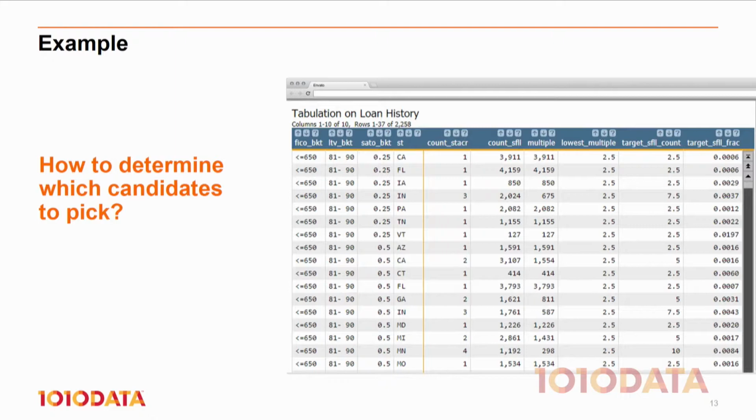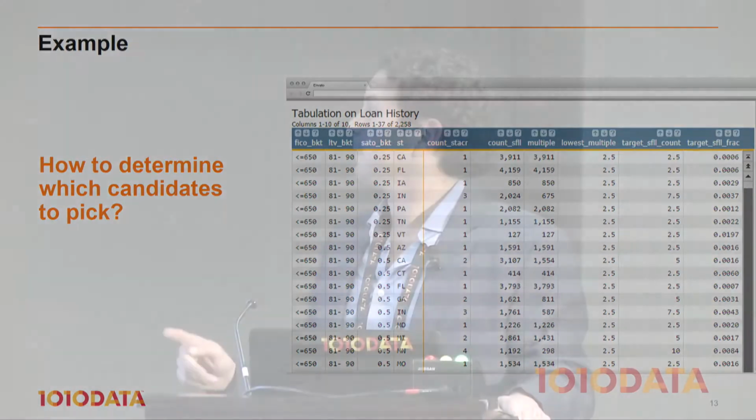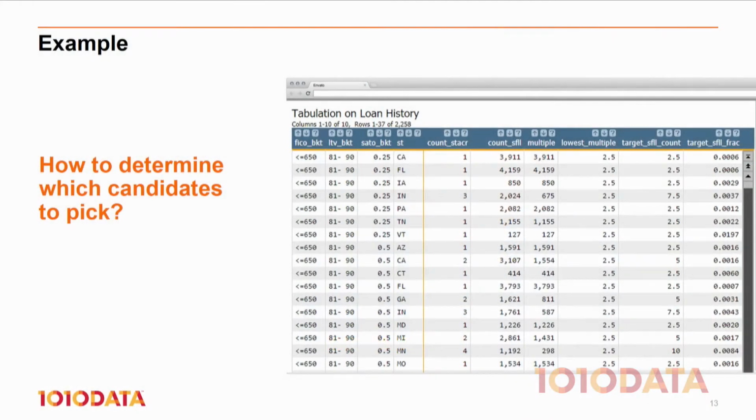You do the same for the number of loans in the single family, right? So you get the multiple, which is just the ratio between the two of them. And then you go across all the rows, take the lowest multiple, in this case it's going to be 2.5, and multiply that by the number of loans in a Stacker. Then you just divide that number by the number of loans in the single family, and this is going to be your target fraction. So for example, for the first row, that particular cohort, each one of the 3,911 loans will have a probability of being selected of 0.0006, right? So then you just generate a random number, and then you select the sample.